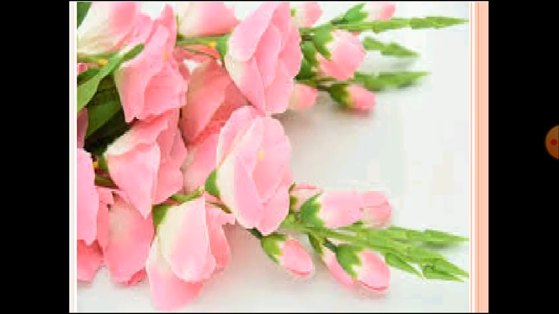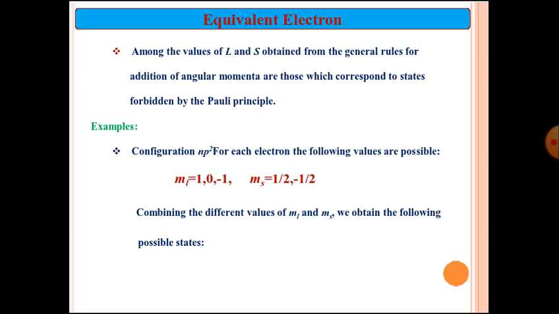This topic is over. Next we are going to present equivalent electrons. Among the values of L and S obtained from the general rules for addition of angular momenta are those which correspond to states forbidden by the Pauli principle.